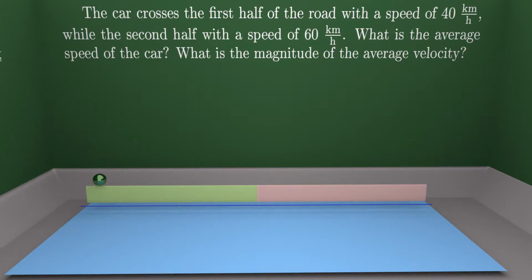The car crosses the first half of the road with a speed of 40 kilometers per hour, while the second half with a speed of 60 kilometers per hour. What is the average speed of the car? What is the magnitude of the average velocity?